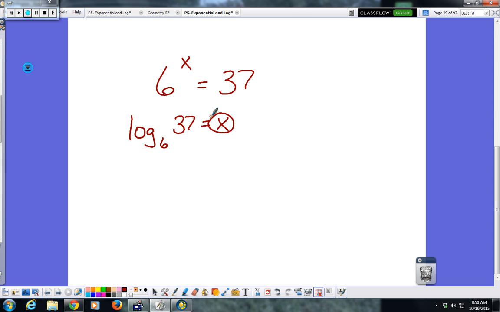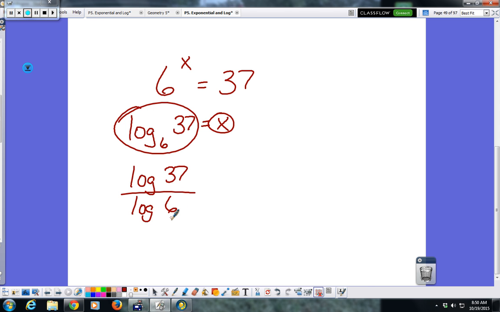This will be log base 6 of 37 equals x. X is now by itself. And you simply have to type this in your calculator. The way you type this in your calculator is with the change of base formula. Change of base formula says you can use any base you want to as long as you write it as the log of whatever base of this number divided by the log of that same base of this number. Let's just use base 10. That'd be the log of 37 divided by log 6. Like I said, you should get something really close to 2.